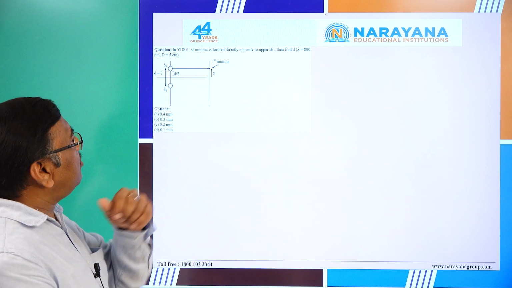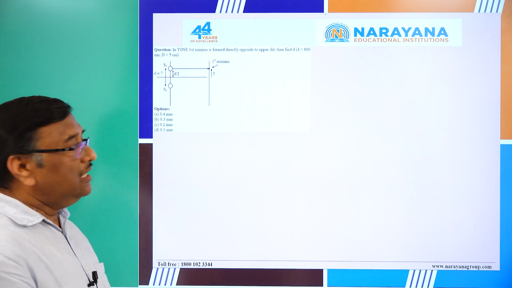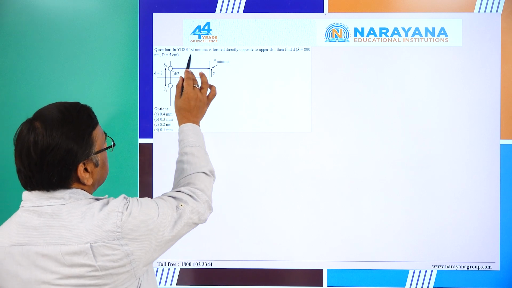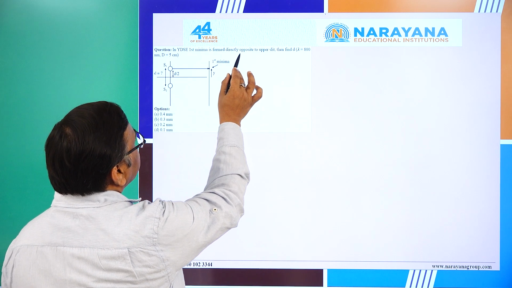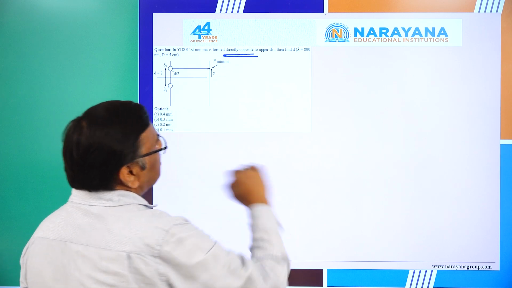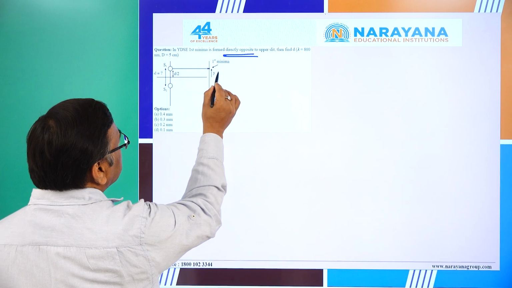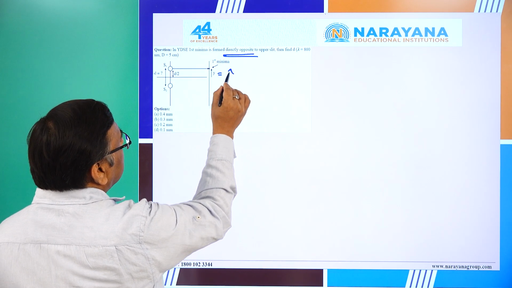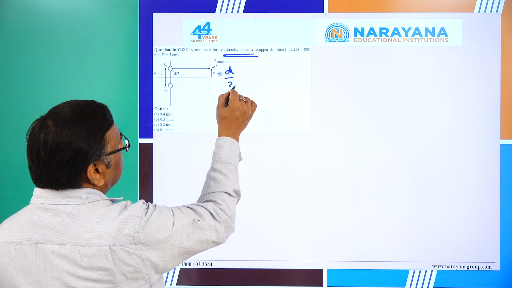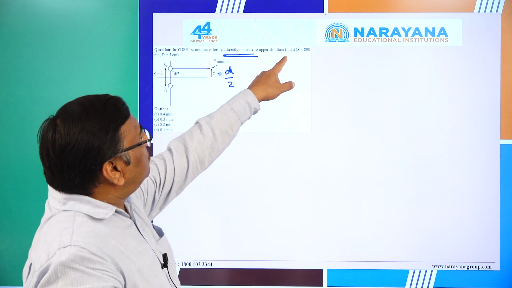This next question is from wave optics, that is your Young's double slit experiment. Here we are saying in Young's double slit experiment, first minima is found directly opposite to upper slit. Directly opposite to upper slit means what? This y distance should definitely be nothing but d divided by 2, as you can see in the diagram. Once I am writing it is d by 2, then find D.